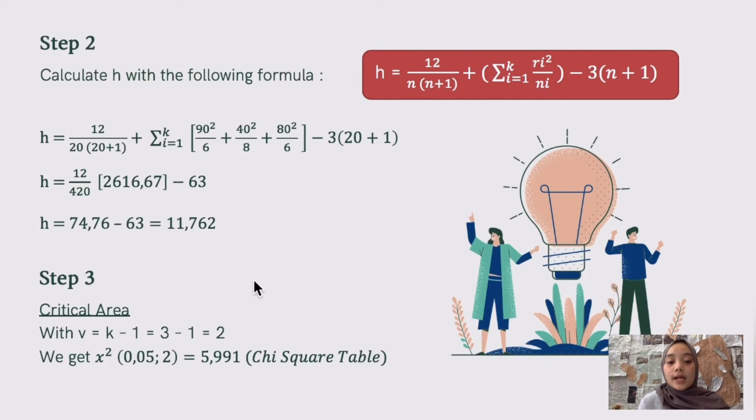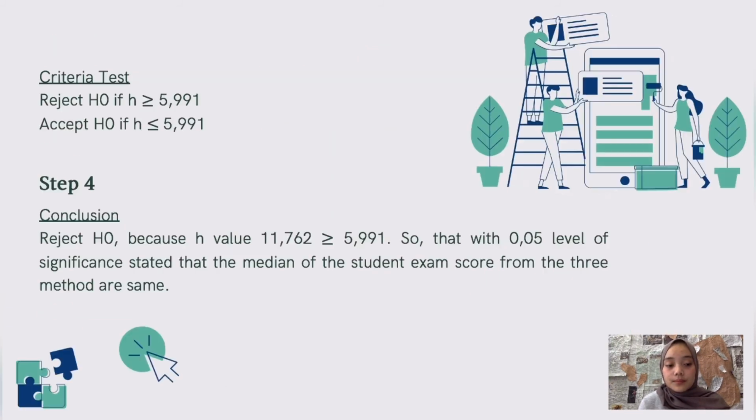For the critical area, the degrees of freedom v is k minus 1. k is 3 because there are 3 methods. So v is 2, and we get the chi-square value from the chi-square table, which is 5.991. Next, for the test criteria, we reject H0 if the H calculation is more than or equal to 5.991 and accept H0 if the H calculation is less than 5.991.